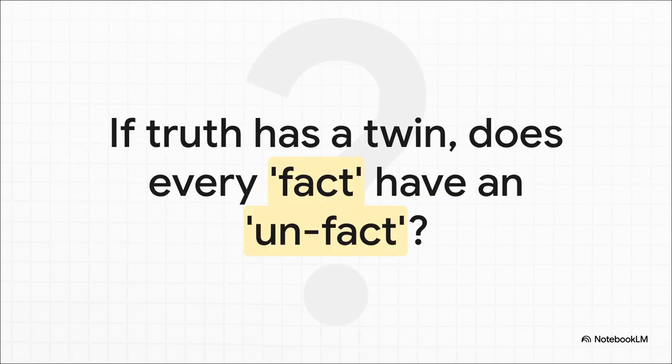And that leaves us with one final thought to really chew on. If we accept that truth has this equal and opposite twin called falsity, does that mean that for every fact that exists in the world making a statement true, there's also a corresponding unfact out there making another statement false?